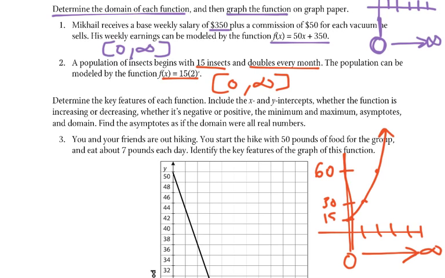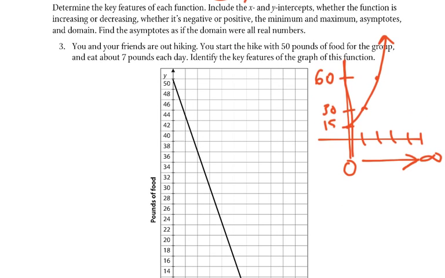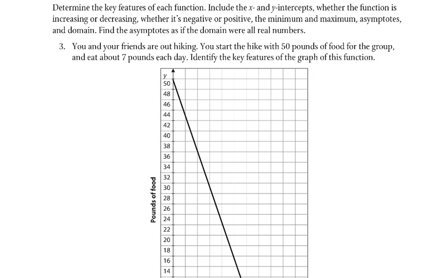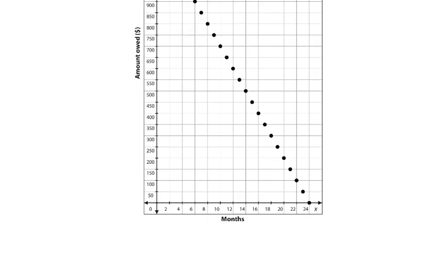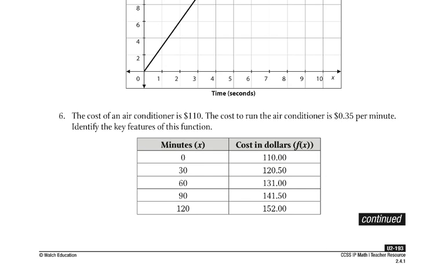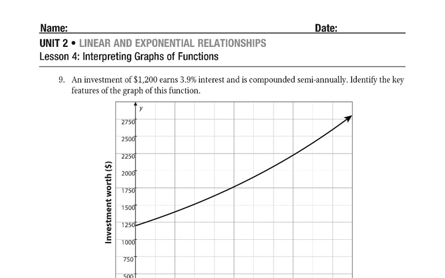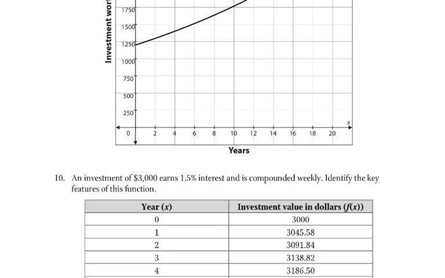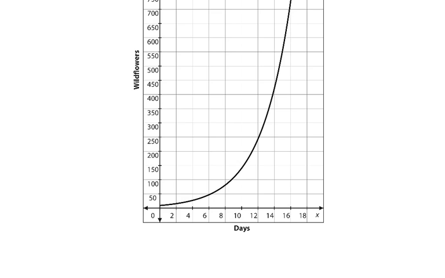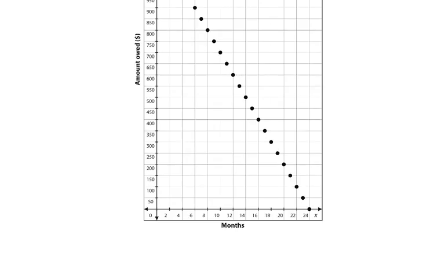Okay. Now number 3 says determine the key features of each function, include the x and y intercepts, whether the function is increasing or decreasing, and all the rest, and any asymptotes, which remember those are just dealing with exponentials. Okay, so we're going to do that on the next, I think quite a few of them, right? 4, 5, 6, 7, 8, 9, and looks like 10. So pretty much all the rest, that's what we're going to be talking about.